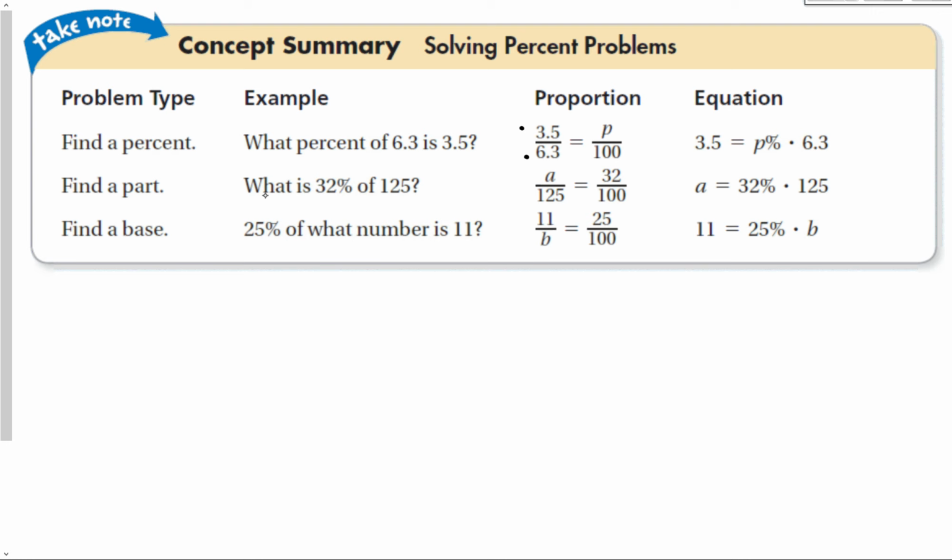What is 32% of 125? A over 125 is equal to 32 over 100. There's my proportion. Or A is equal to, got to change this to a decimal to work with it, 0.32 times 125. Percent of what is 11? So now the percent proportion is going to be 11 over B is equal to 25 over 100. And same thing now. Now my part is going to be on the left-hand side.